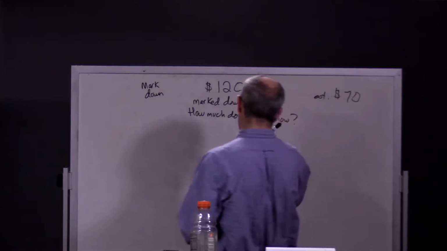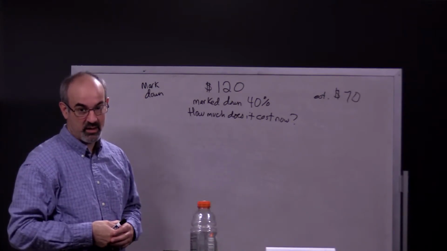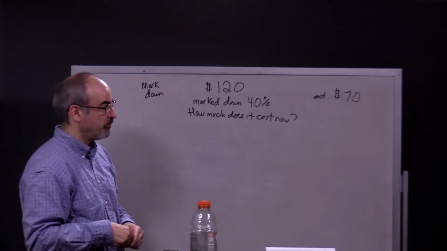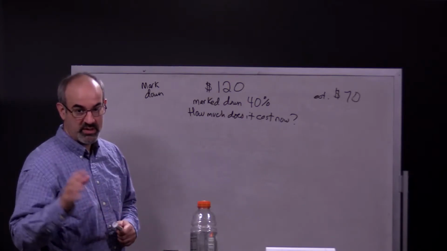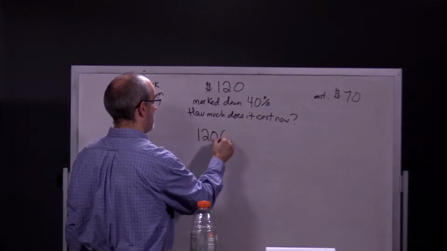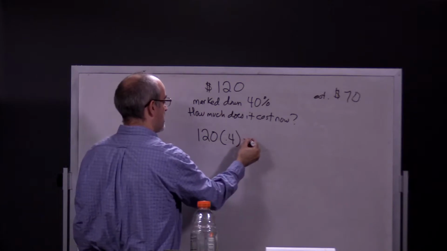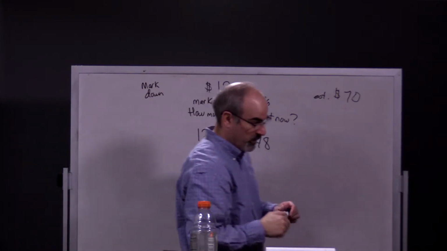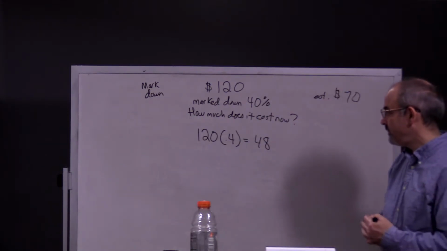So what is 40%? Markdown 40% means they take 40% of the price and subtract it. They get rid of it. Well, what is 40% of 120? Well, we just talked about how to do that, right? You take the number 120 and multiply it by the decimal representation of 40%. So I know I can do this one in my head. 48. Okay? So 120 times 0.4 is 48.